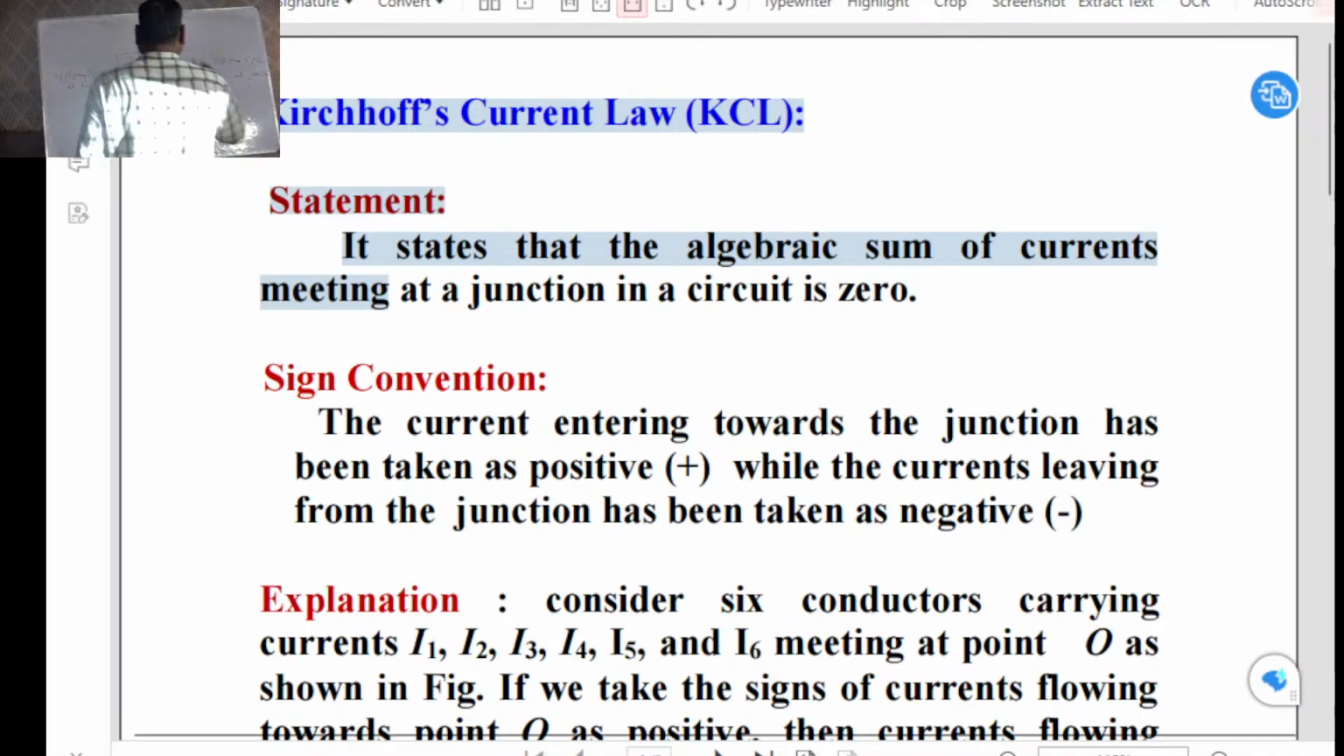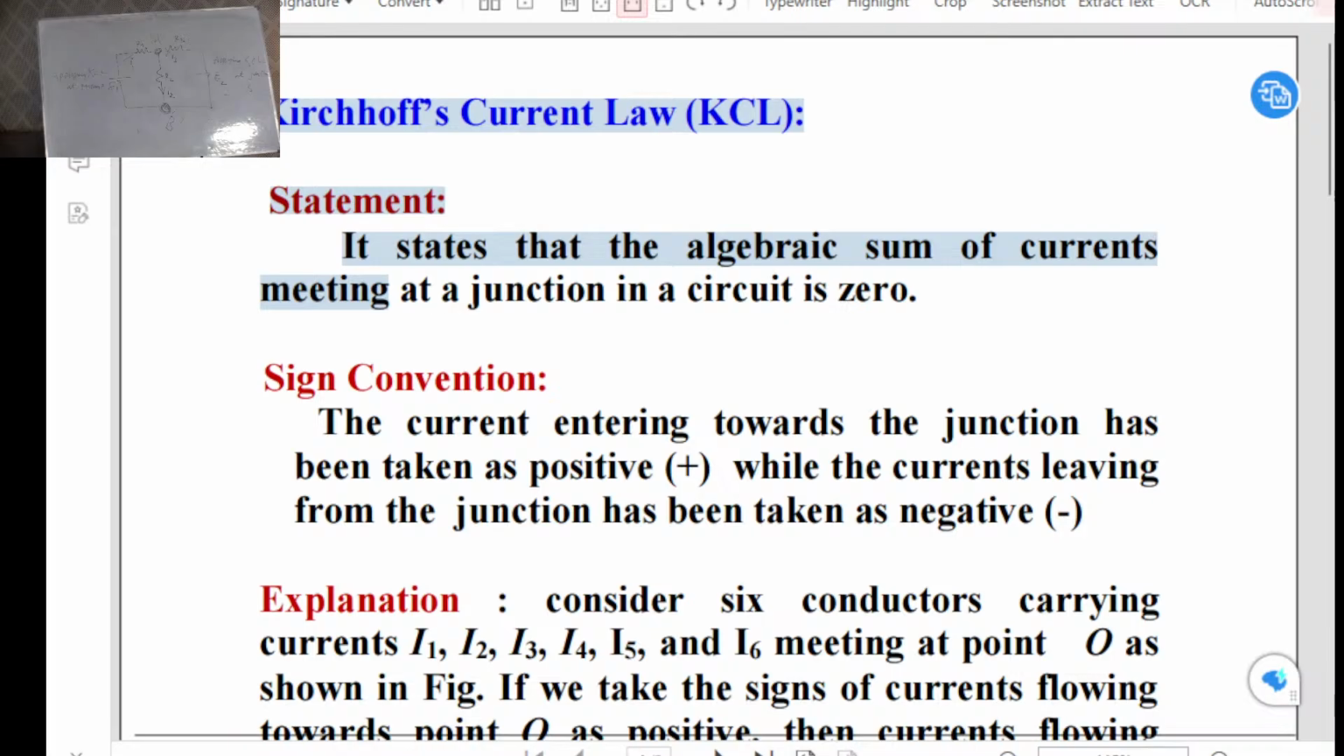If you apply KCL at this junction, it says that the algebraic sum of currents meeting at junction A should be 0. We have to satisfy that it should be 0 for any kind of electrical circuit diagram. If you get 5 junctions, apply 5 KCLs. If 10 junctions, apply 10 KCLs. Now how many junctions? 2 junctions. How many times do we apply? 2 times.